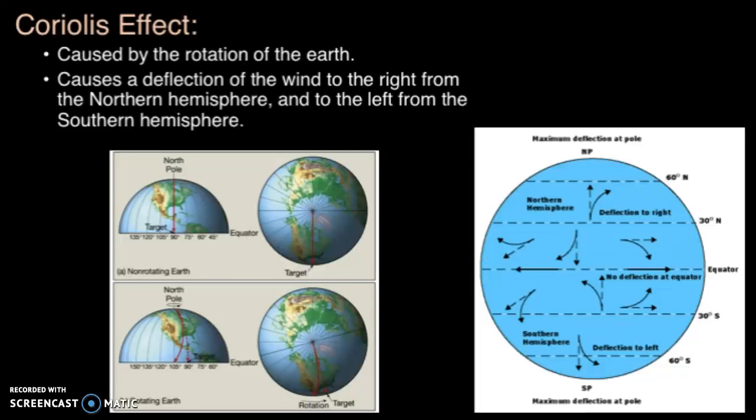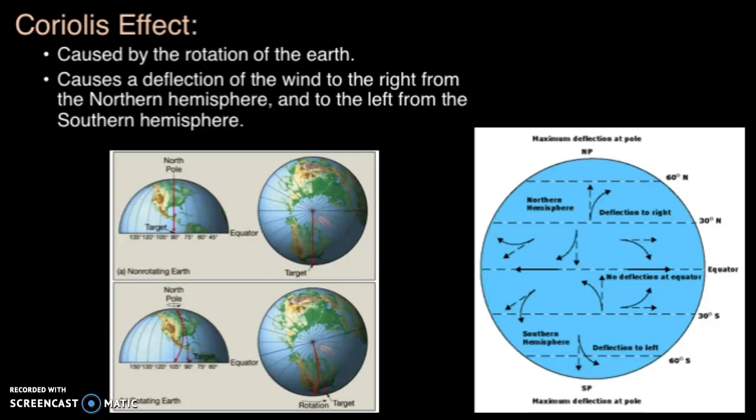Okay, so now we're gonna go over the Coriolis effect, which is a pretty cool phenomenon. So basically, as I had said before, the Coriolis effect is responsible for causing the direction of the winds that we see at different latitudes of the Earth. It's caused by the rotation of the Earth.